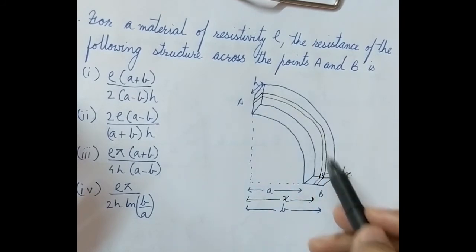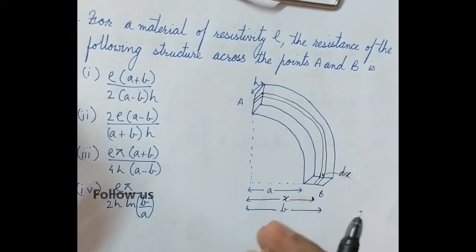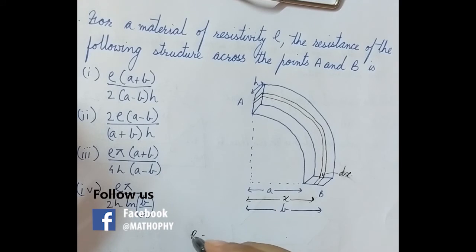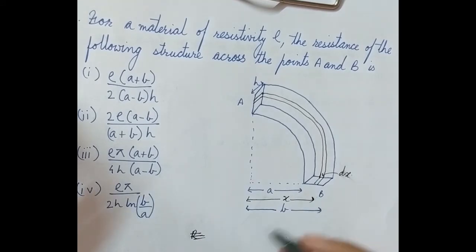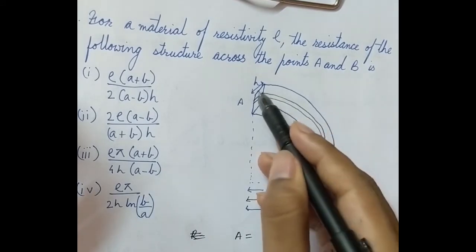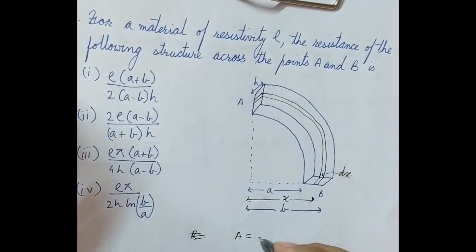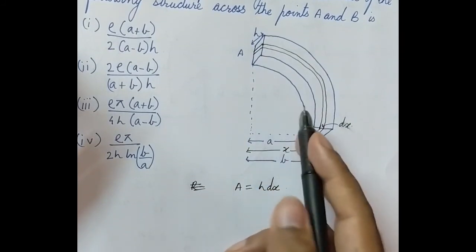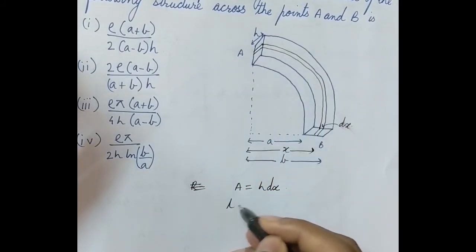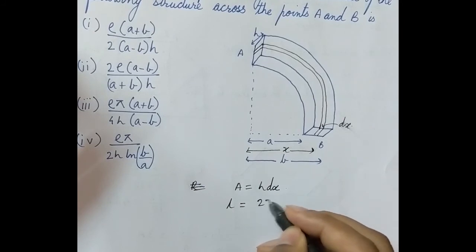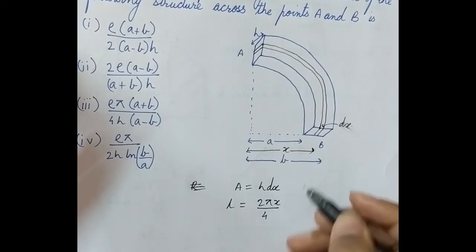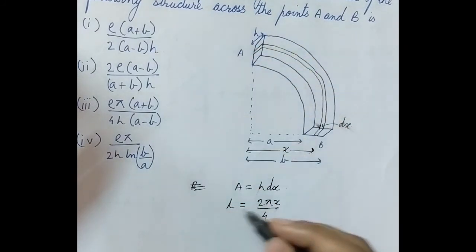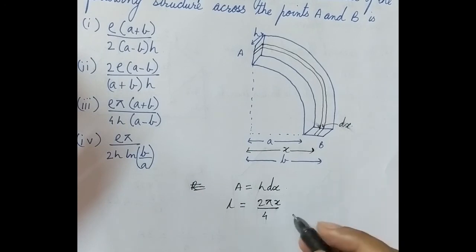Now we need to first find the resistance of this thin single strip. The resistance is equal to, okay, before that let's find the area. The area of this is equal to h into the thickness dx. So h dx, length into breadth. And next we need to find the length of this. The length will be equal to 2 pi x divided by 4, because this is a complete circle of radius x and you take a quarter of that. So the perimeter of the complete circle by 4 gives you pi x divided by 2.